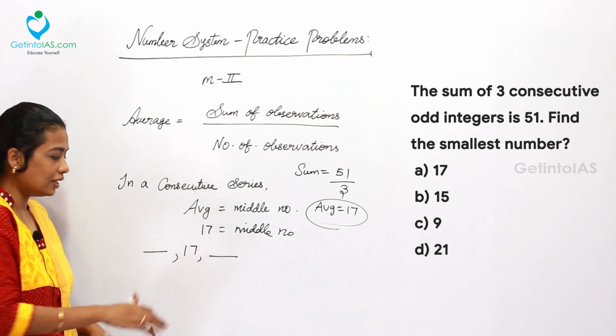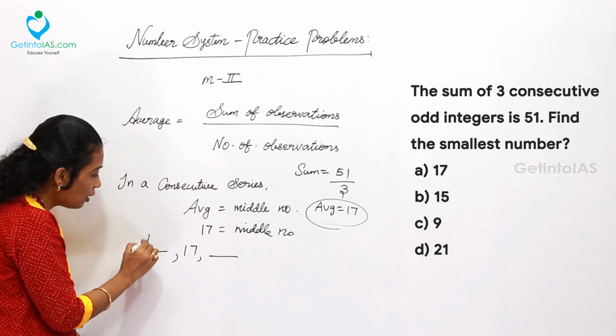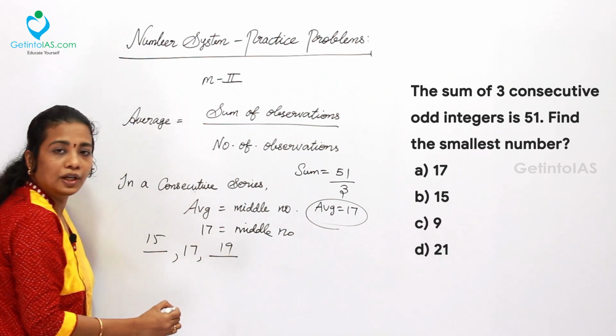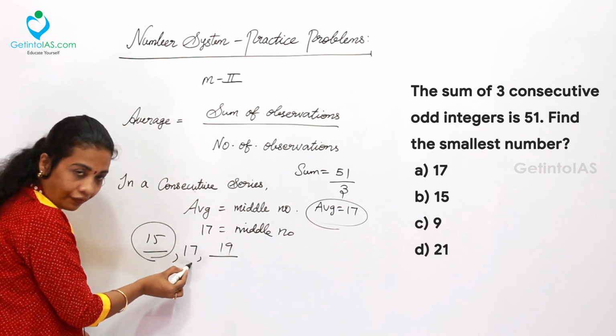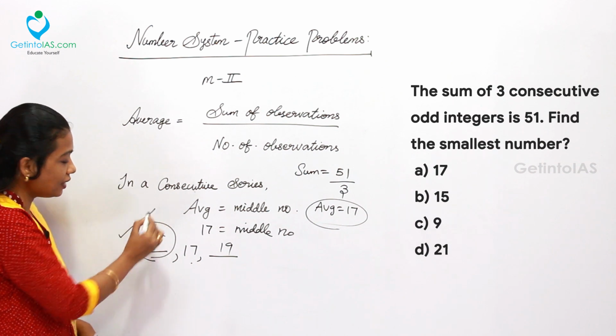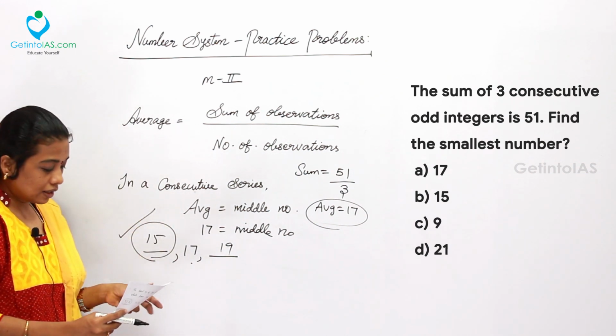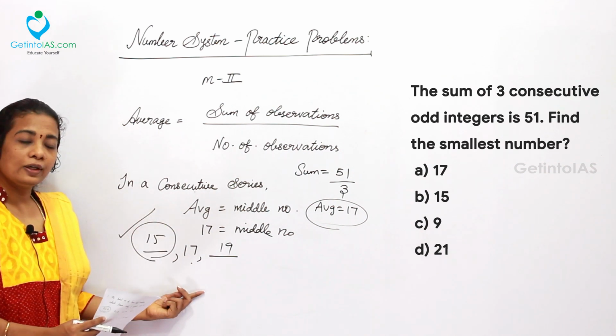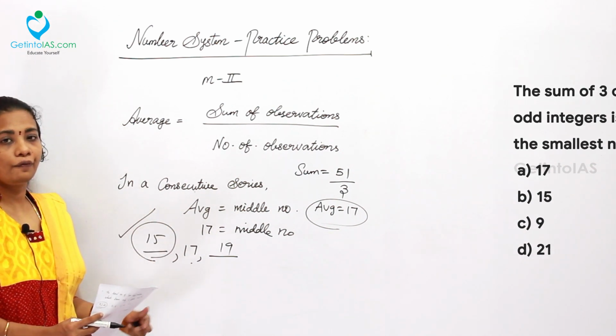In the odd number series, previous odd number to 17 is 15, and the next, if it is given in the question, your answer will be 19. So as soon as you got 17, you can easily say 15 is the answer, which is presented in option B. This is another way of doing the same sum. Here also the same answer, 15.